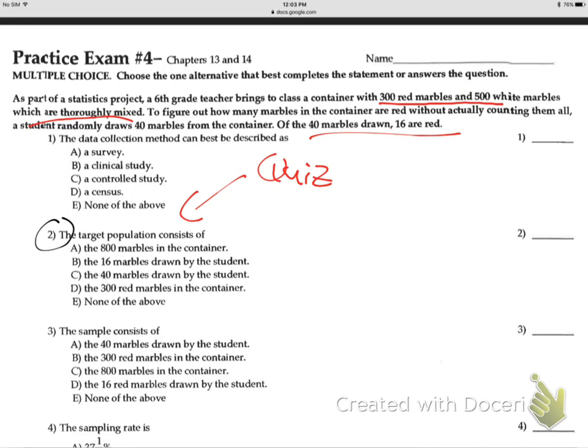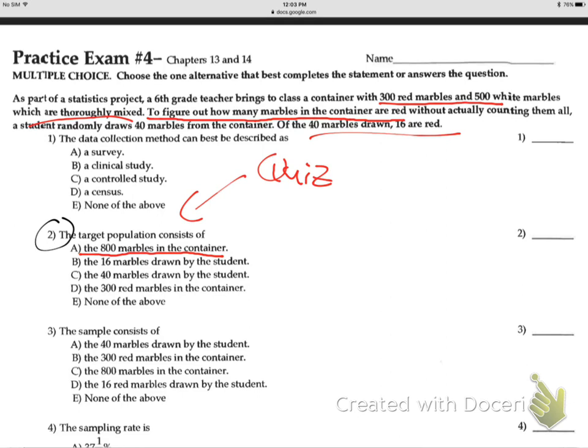So why are the kids pulling it out? It even says it. To figure out how many marbles in the container are red. Right? To figure it out. So they're trying to figure out that the target population is the 800 marbles in the container, isn't it? Does that make sense? It's the goal of your study. It's what you're trying to figure out. That's always the target. Is that good?